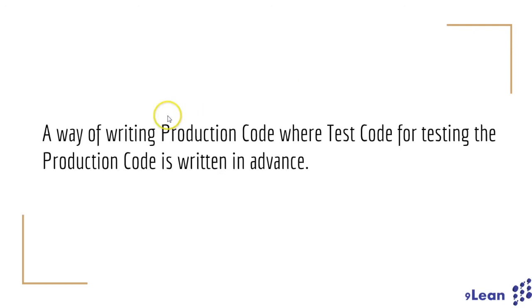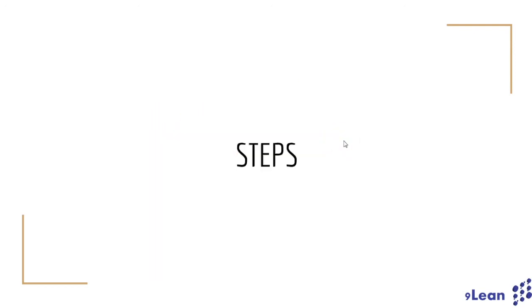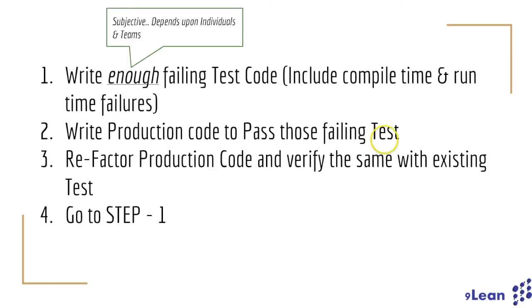So before writing production code, we'll write test code, and there are a few steps to do TDD. Let's look at these steps. Step number 1: write enough failing test code. What counts as enough is subjective. It depends upon individuals and teams. This failing test code could include compile time and runtime failures.